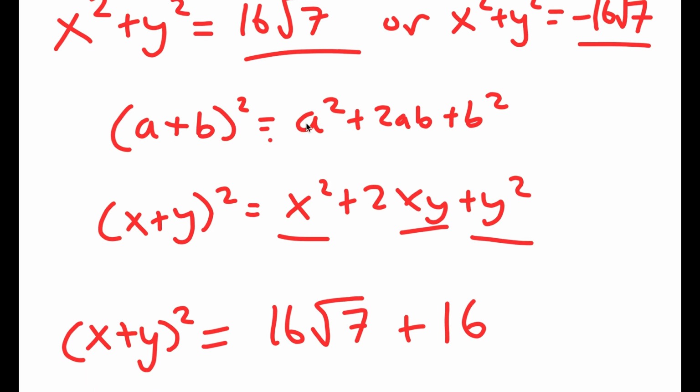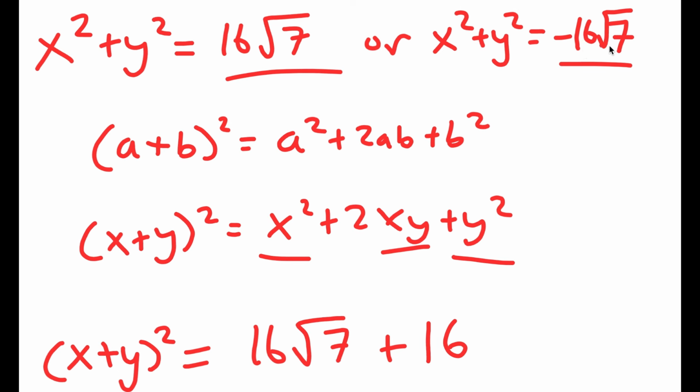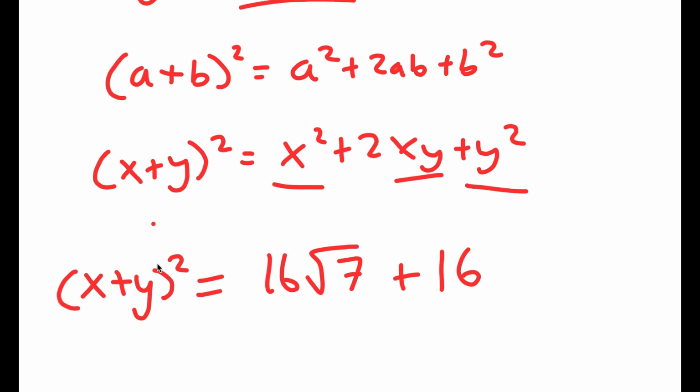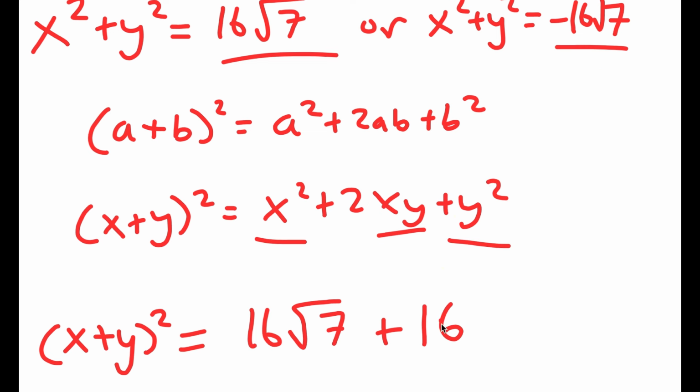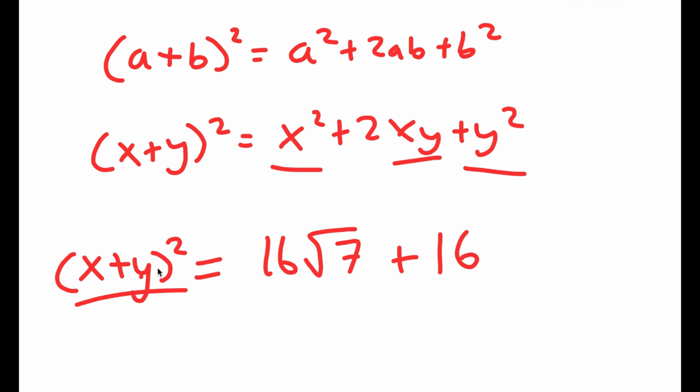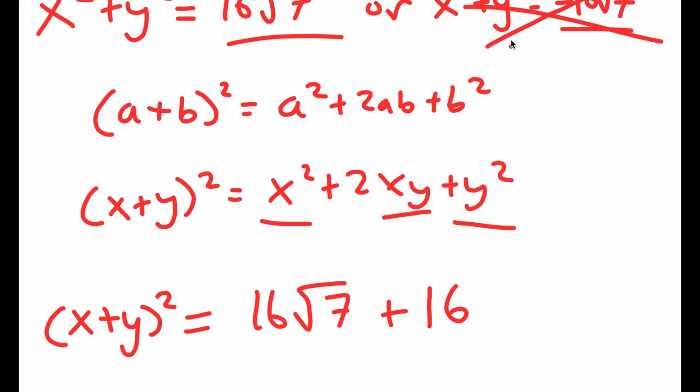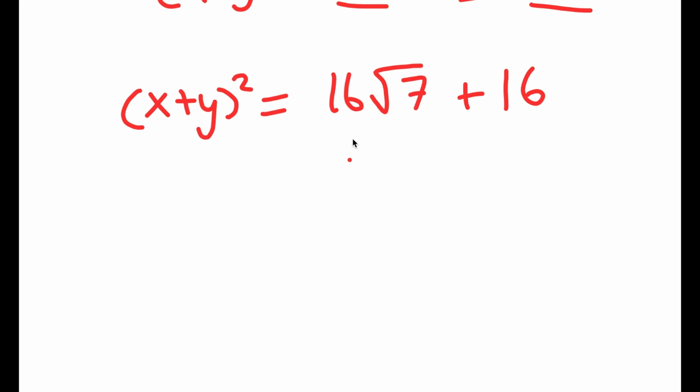And the reason this can't be negative 16 root 17 is because negative 16 root 17 plus 16, that's a negative number. And you can't take a real number and square it and make it equal negative. So that automatically takes out that. So now we have (x plus y) squared is equal to 16 root 17 plus 16.